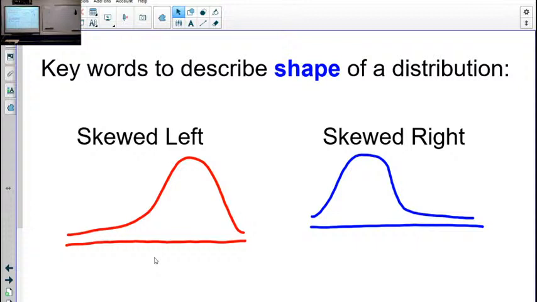The little tail at the end here, this tail tells you what direction it's skewed in. So the tail's on the right, it's skewed to the right. If the tail's over on the left, it's skewed to the left. So those are some of our words for shape. The most common are going to be symmetric and then skewed left or right. And then you'll see some of these other words come up occasionally. But symmetric and skewed left or right are the most common ways to describe the shape. That's shape.